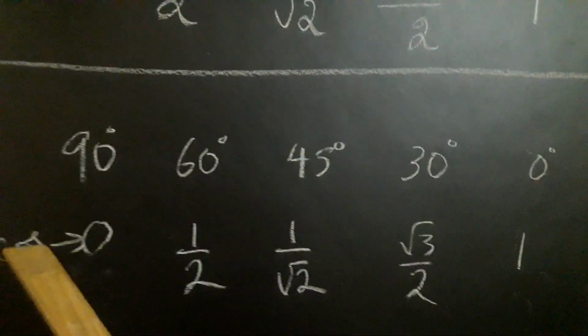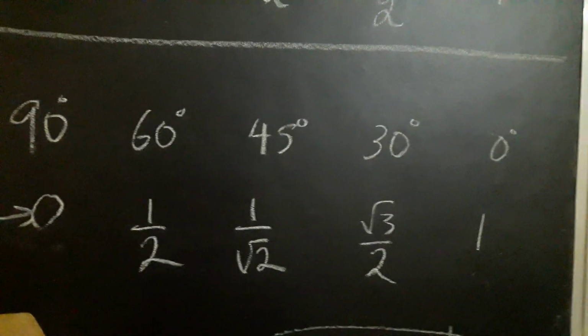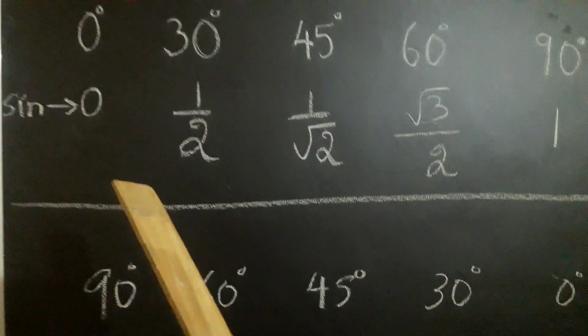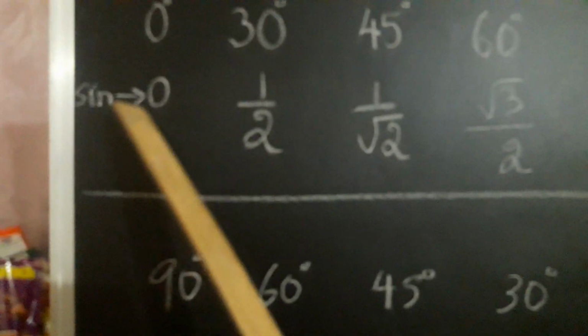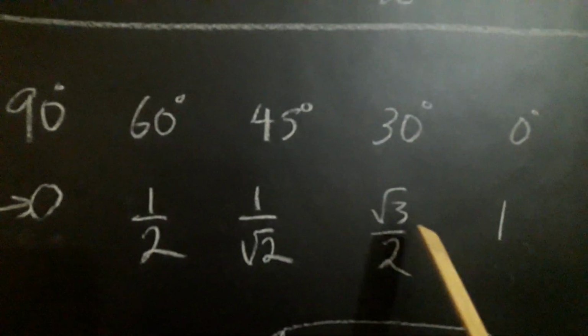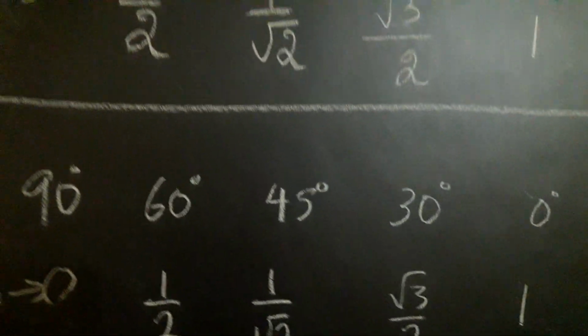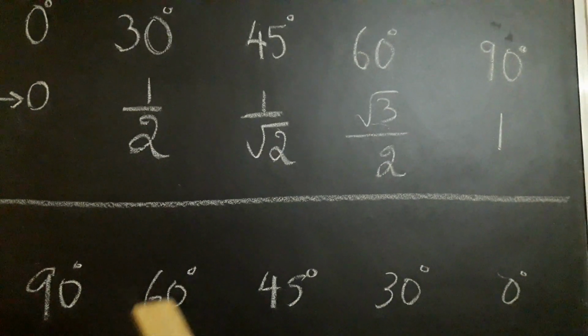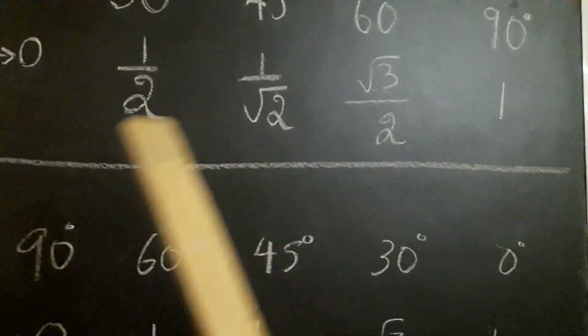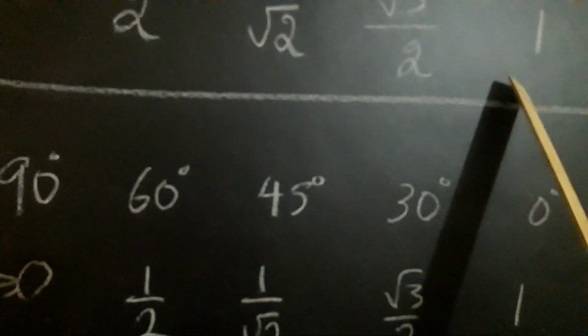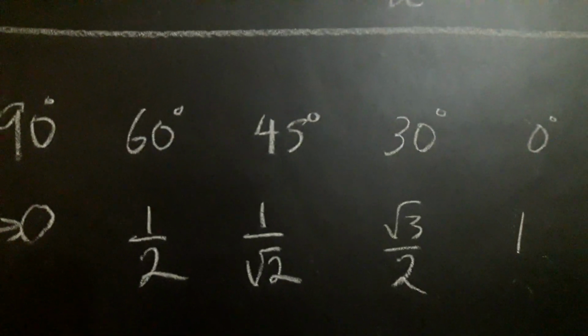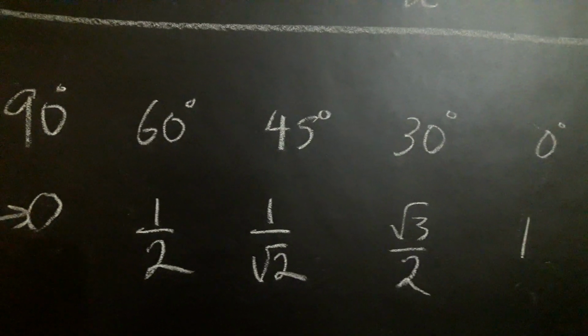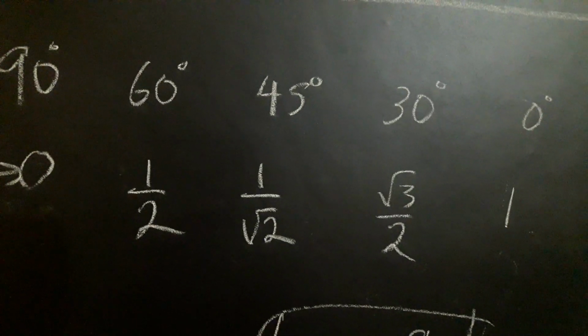For example, if I were to find tan 0, tan 0 is sine 0 divided by cos 0, which is 0 divided by 1, which is straight 0. Suppose I want to find tan 90. Tan 90 is sine 90 by cos 90. Sine 90 is 1, cos 90 is 0. So 1 divided by 0 is an undefined value. We say tan 90 is not defined. We have seen this earlier.